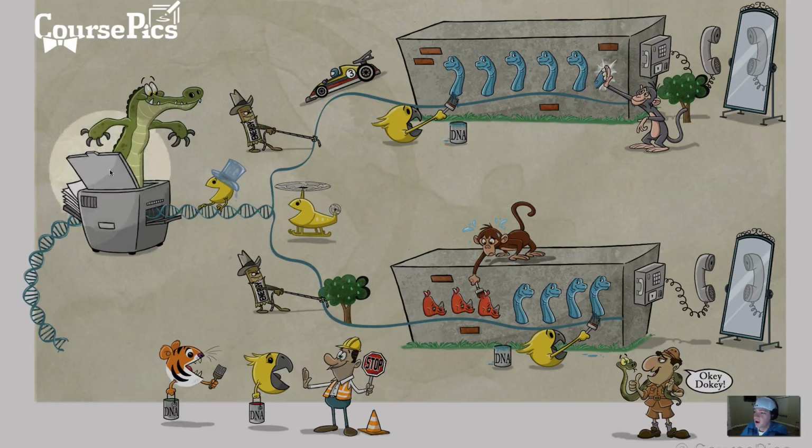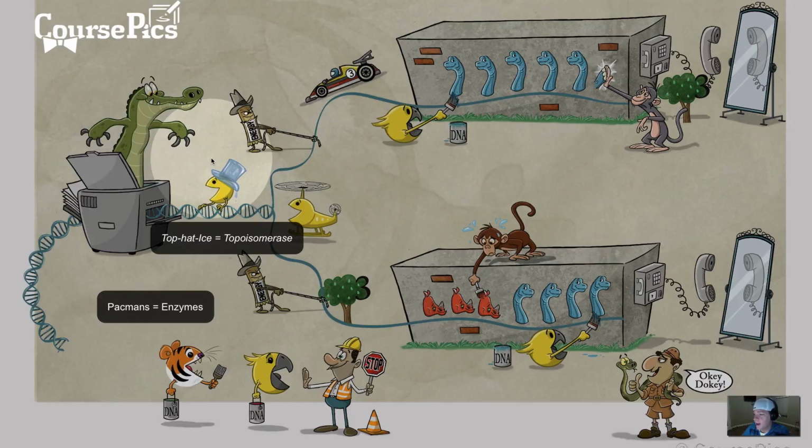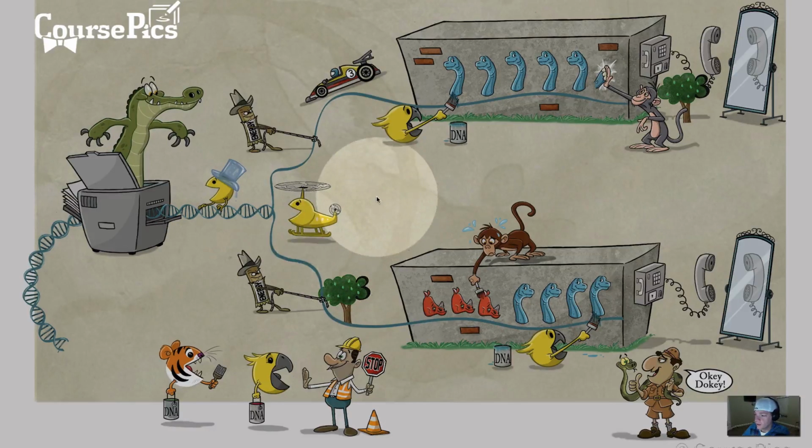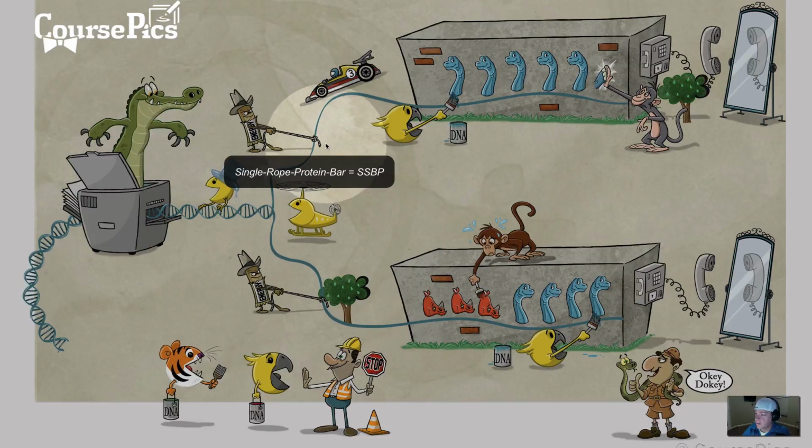So here you have this crocodile who's a reptile, and he's representing replication, so that's going to help you with the DNA replication part. Here's his buddy, top ice hat, Pac-Man, who represents topoisomerase. He's unraveling the strand of DNA, followed by this helicopter Pac-Man who represents helicase, and he's separating the strands of DNA. And this guy right here, this protein bar, he's holding the strands open with this single-stranded rope, and he represents the single-strand binding proteins.